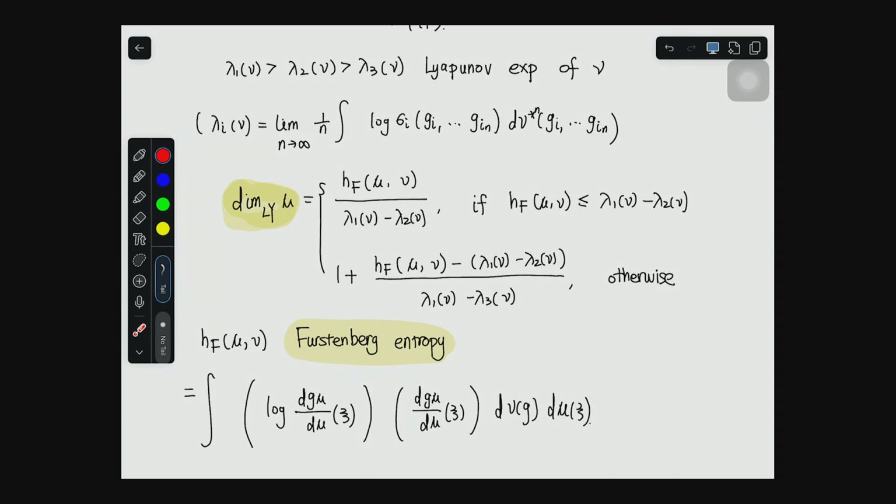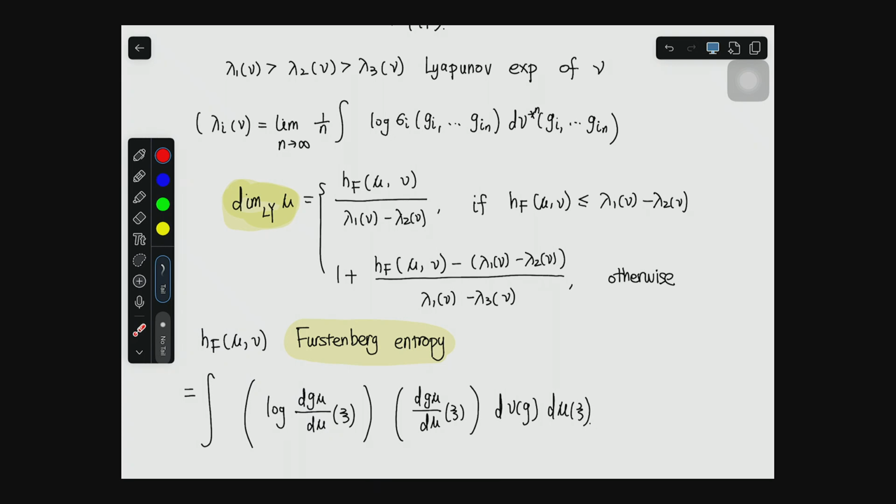And the first number entropy is quite complicated. So I write down the formula. And let's just take a few seconds to digest the formula. As you can see, to compute the first number entropy, I need to push forward the stationary measure by some group element and compute the Radon-Nikodym derivative. So as you can feel, it should be a really hard quantity to compute.